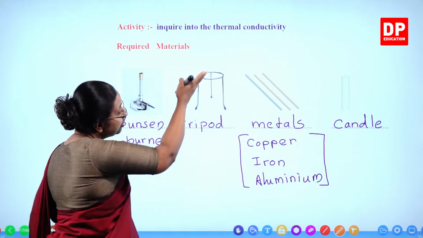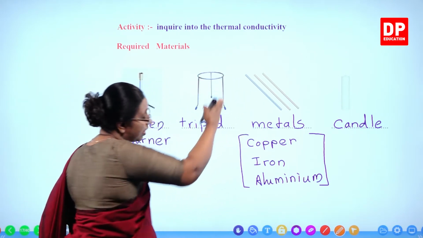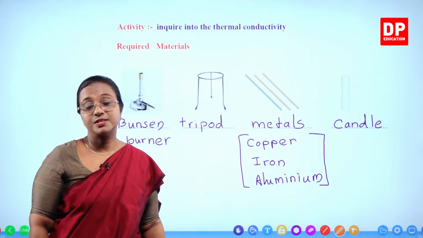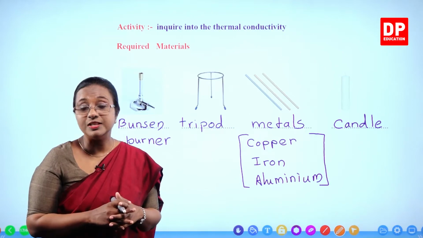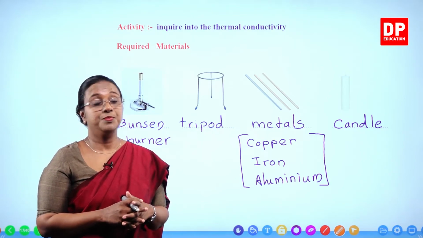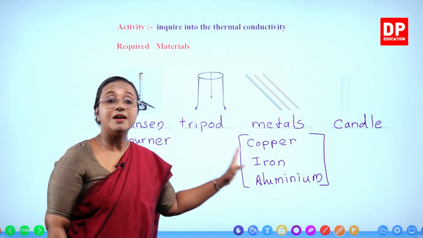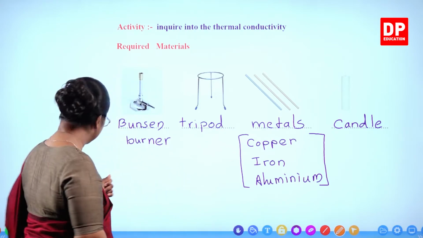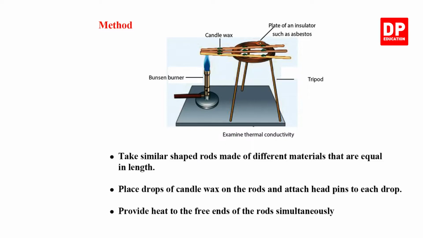Like I said, you can even put a piece of cardboard to prevent the heat directly melting the wax. So that is how you observe the thermal conductivity. That is the basic method. I will move on to the next slide where I discuss the method in a little bit more detail. So this is the activity. You can observe the diagram here, students, under method.